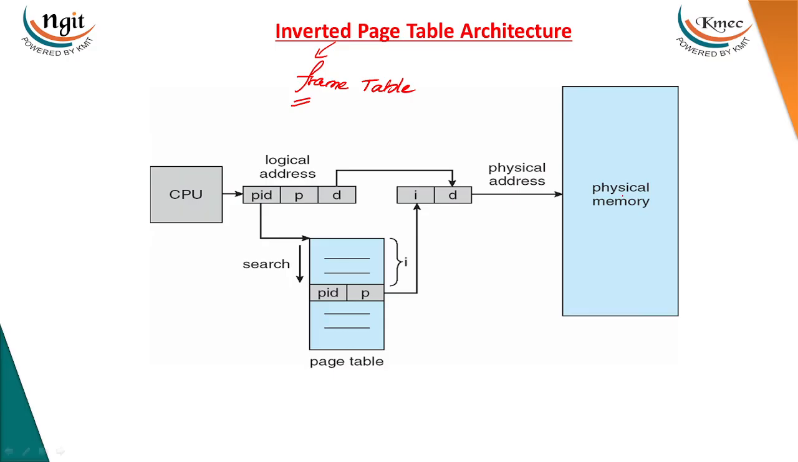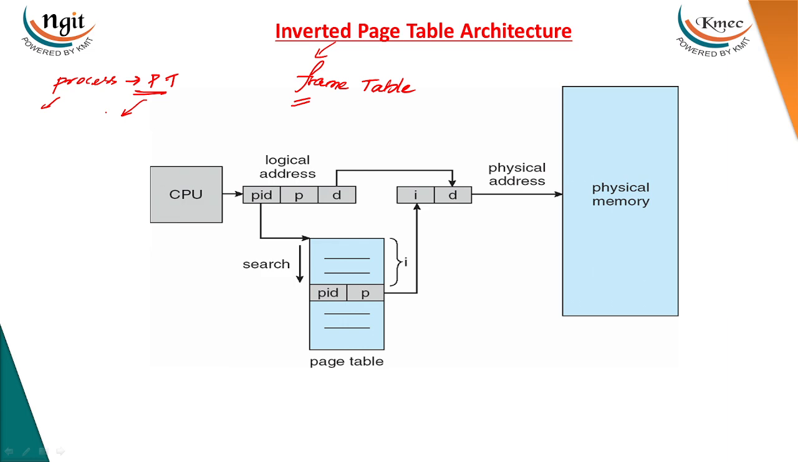Now let's see one more type of paging technique, that is the inverted page table. Before going to the inverted page table, there are some problems with the page tables that we have discussed. Every process will have a page table, and when the size of the process is larger, that is 32 bit and 64 bit, the number of entries in the page table also increases.